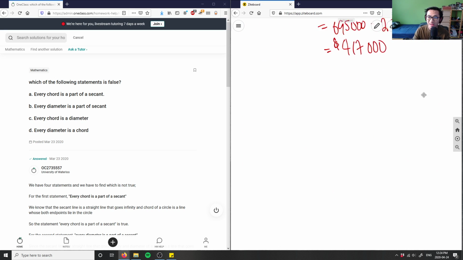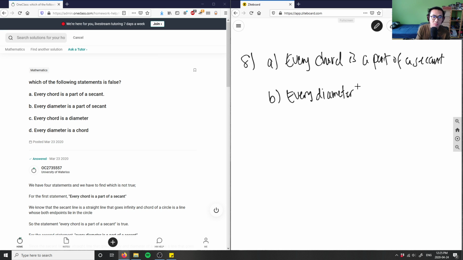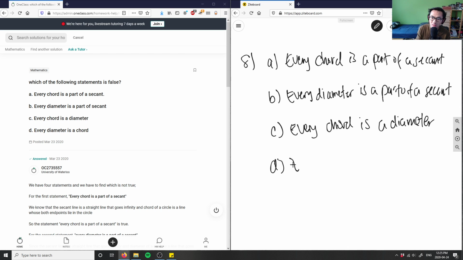And now we have number 8, which is a geometry question. It says, which of the following statements is false? Let me write these down first. It says, every chord is a part of a secant. Every diameter is a part of a secant. Every chord is a diameter. Every diameter is a chord.